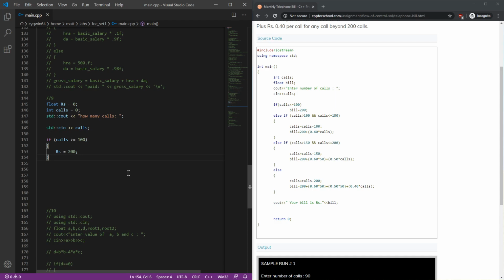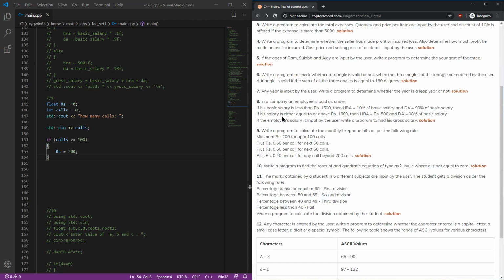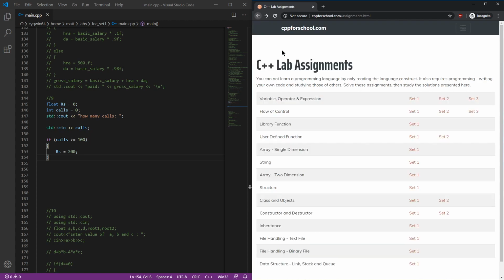Do they just mean bill? So let's just pretend this RS says bill. Minimum bill 200 for up to 100 calls. That's $1 per call. What an absolute ripoff. Jeez. If I'm understanding this right, that's $1 per call, right?